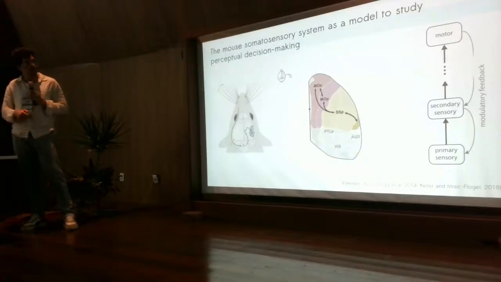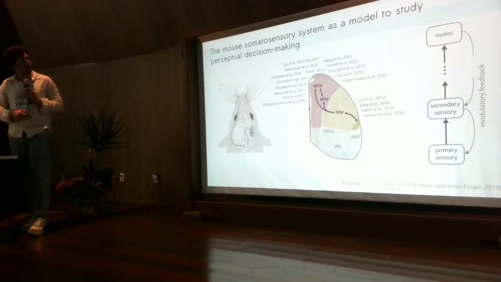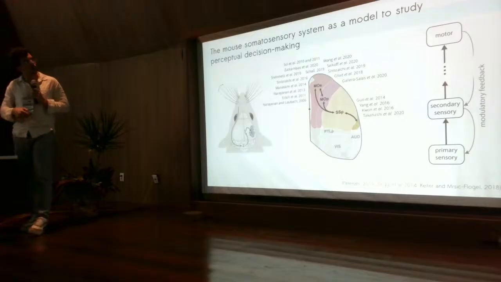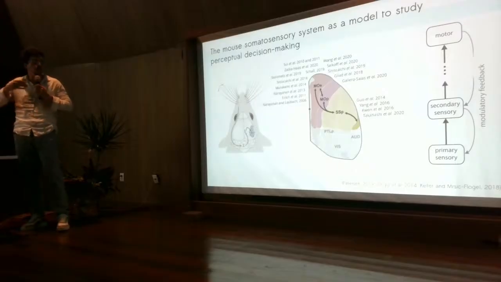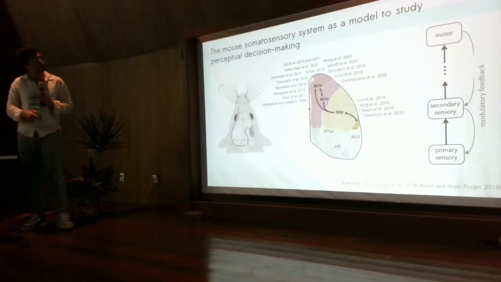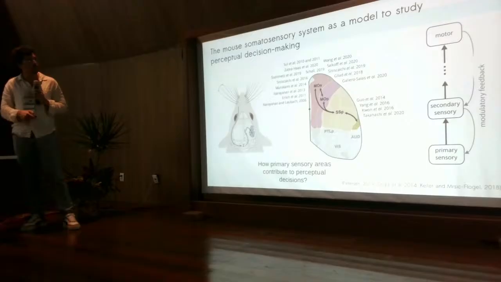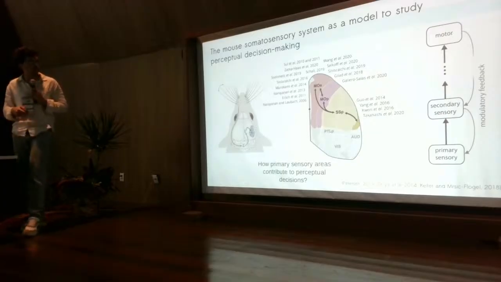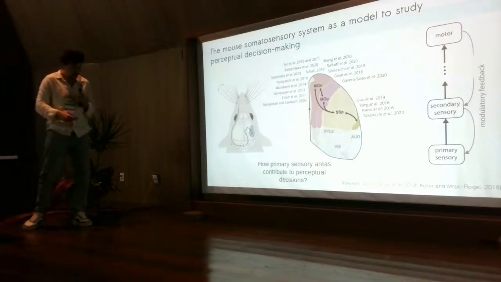It's just a simplification. We know there are a lot of studies showing how the motor-related areas organize actions, how they plan and execute them, but how the primary somatosensory cortex is related to perceptual decisions is not that well known. So our central question is how primary sensory areas contribute to perceptual decisions.